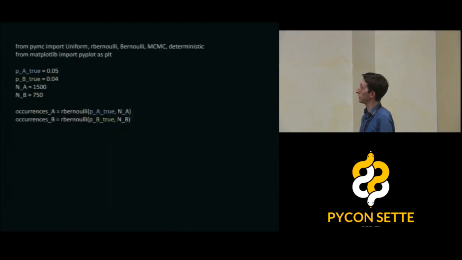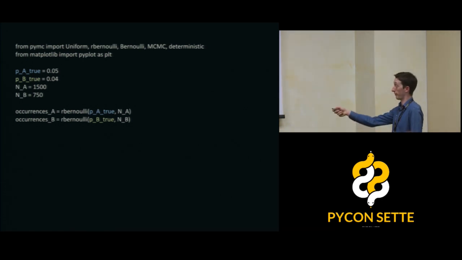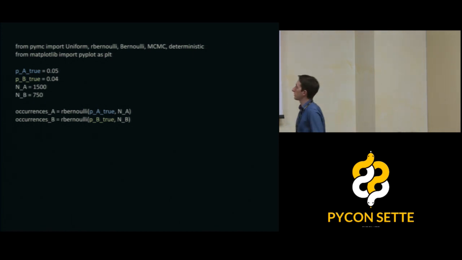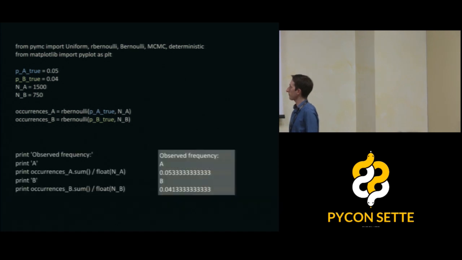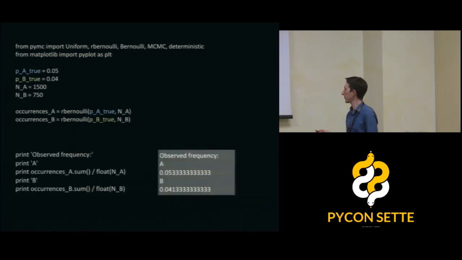OK, so this is similar to before. Now we generate the data set. We say the true PB probability is 4%. And to make it a bit more realistic, we assume there are different number of people on page A and page B. In particular, on page B, just half of the people. And so we do the sampling. And here we observe a frequency of 5.3% and 4.1%.